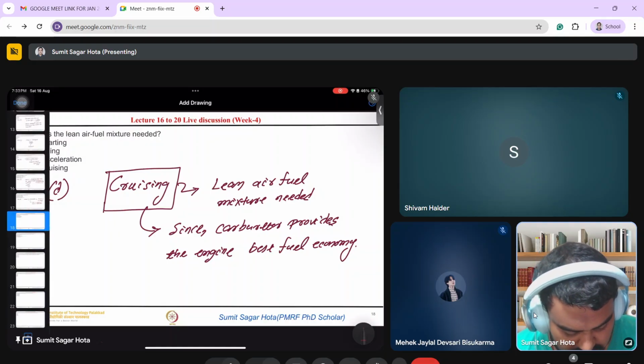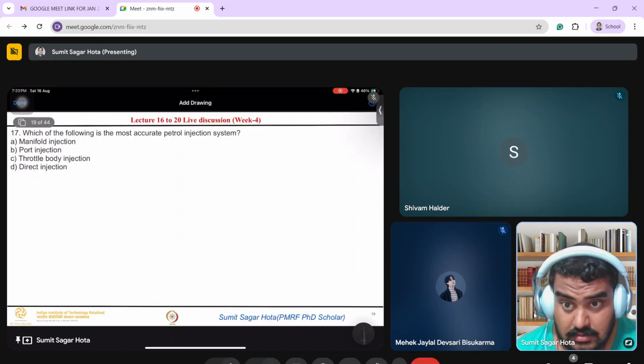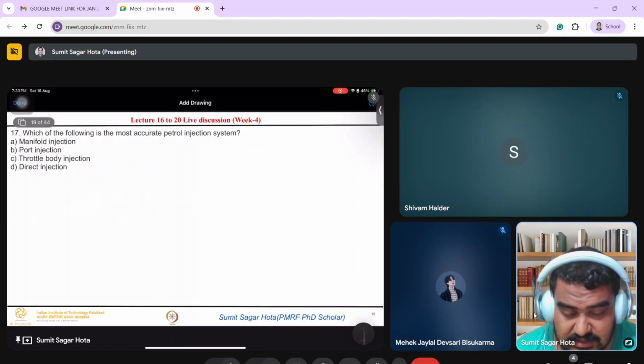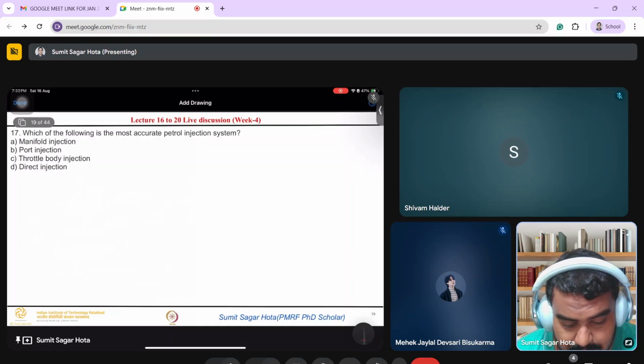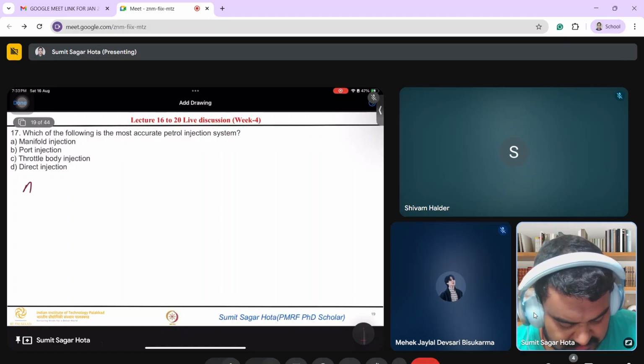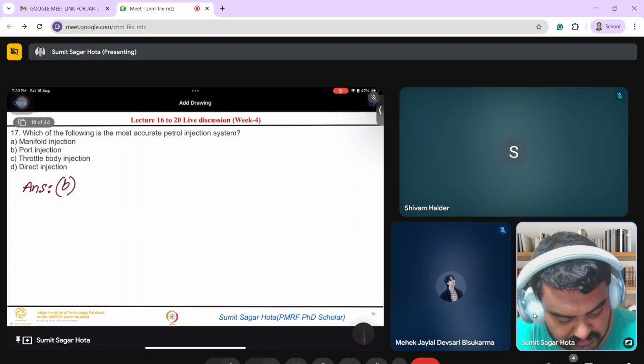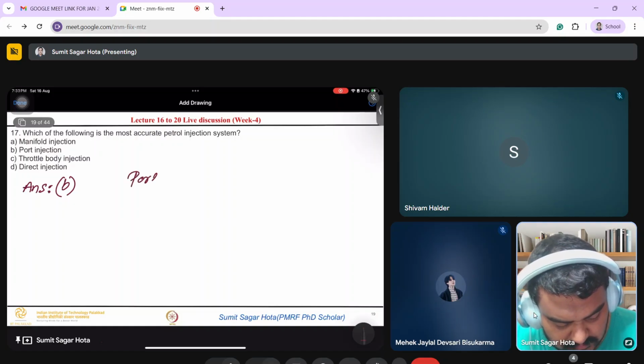Let's go to the next one. Which of the following is the most accurate petrol injection system? Usually through the port there will be injection of fuel into the petrol engine. Very common injection system, port injection. So what does it do in the port injection?